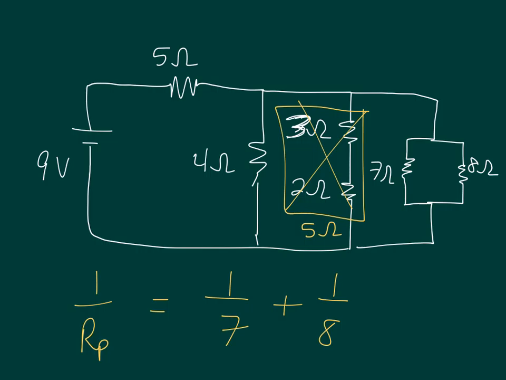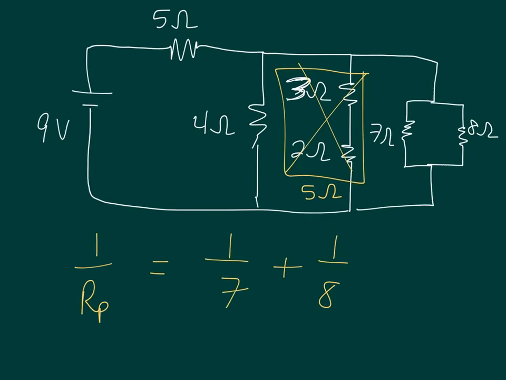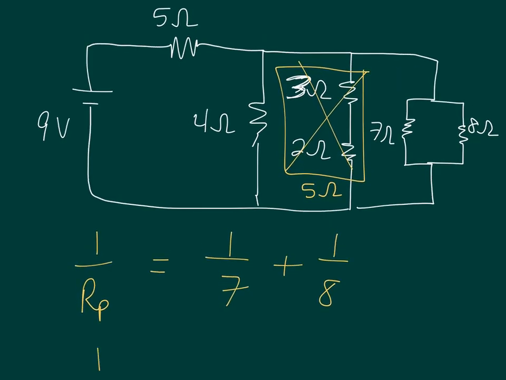So what do we end up getting when we do this? Either add them together in your calculator and then hit inverse, or you can use a common denominator if you actually so choose. Remember, RP is going to be whatever you get when you add these fractions together, but then the inverse of that. It's the inverse of that.